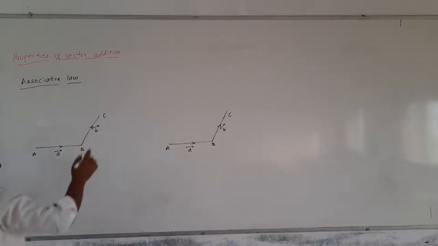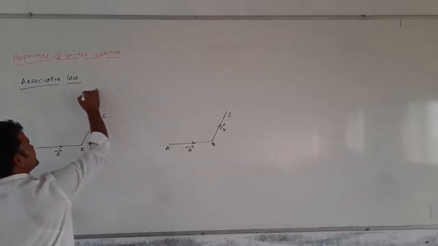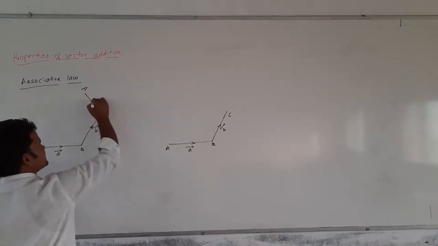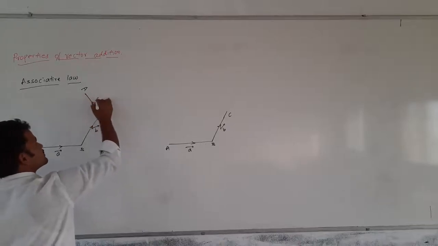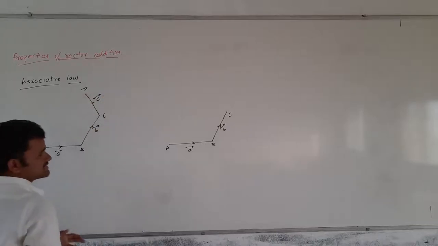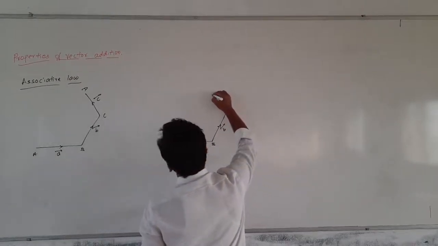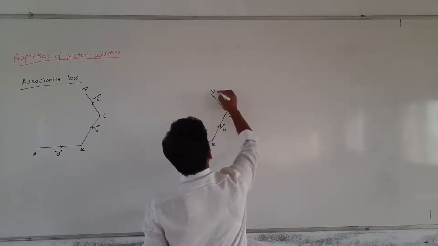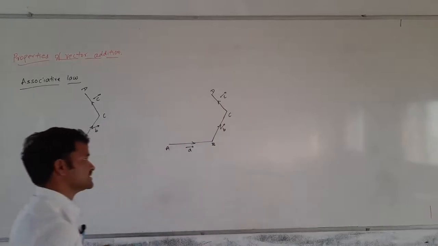Next, from the point C I will write another vector, that is vector CD. Vector CD, where initial point is C, terminal point is D. Let me name this as vector C. Same thing I will do here also. From the point C I am drawing a vector, that is CD, naming it as vector C.